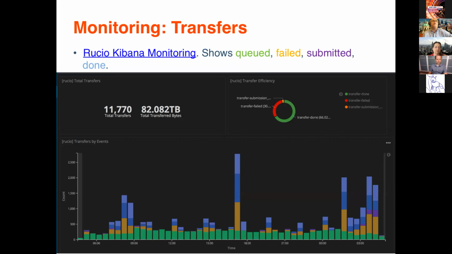This is some of the monitoring that we've done. Our colleagues at Edinburgh have put this together. This is one of our busiest days, and it shows a history of transfers, those that were queued, those that failed, that were submitted, and so forth. We had a fairly high failure rate because there was one RSE that was down during this time.